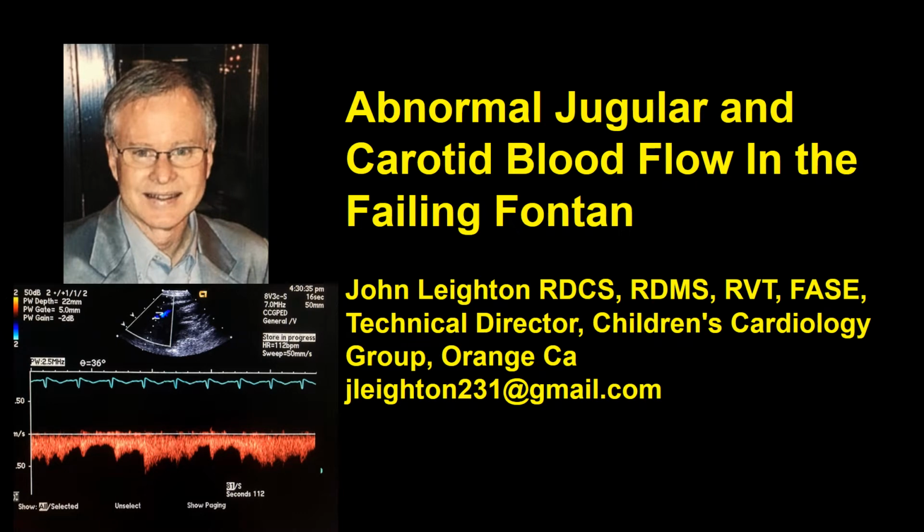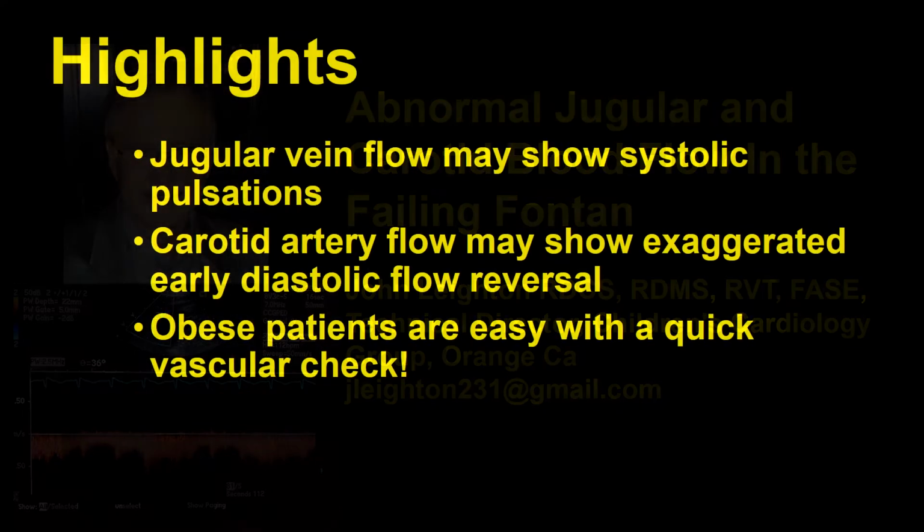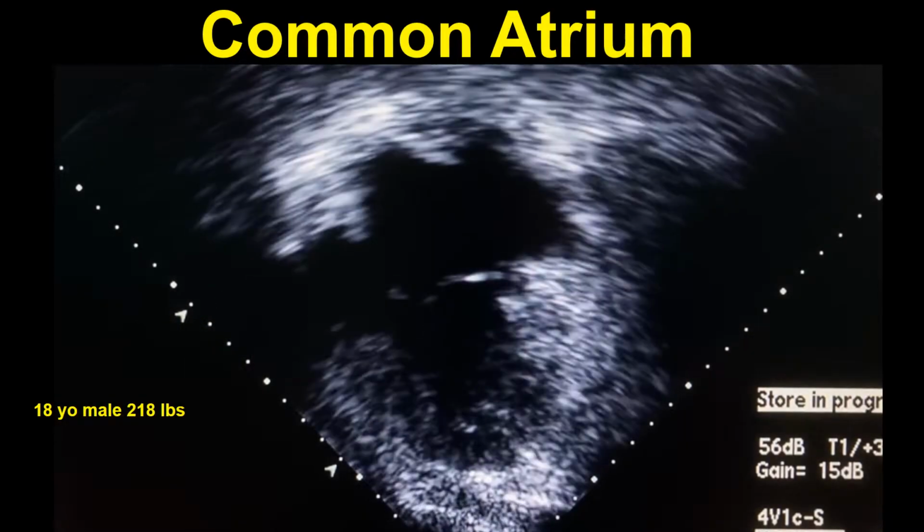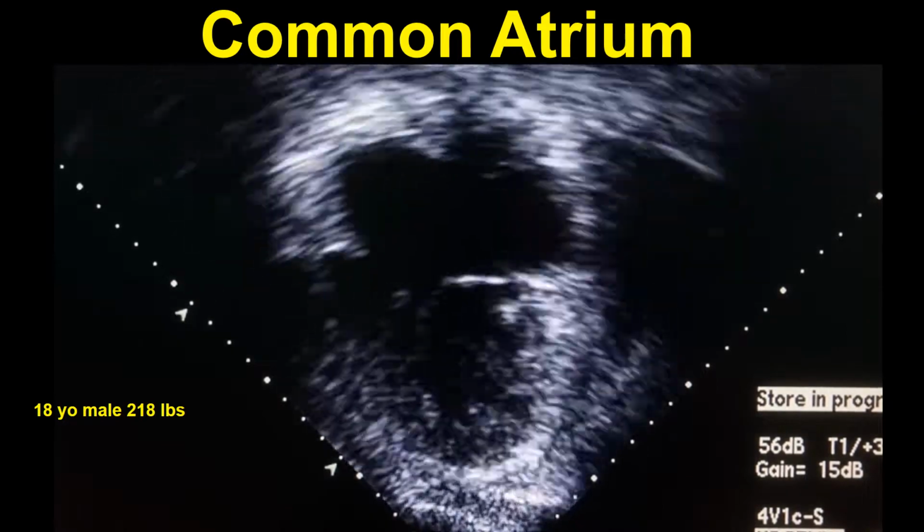I have a very interesting case, Failing Fontan. We're going to see how jugular vein flow may show systolic pulsations and how carotid artery flow may show exaggerated early diastolic flow reversal, and see just how easy it is to get great images of the head and neck vessels in obese patients. So this is a very typical asplenia heart.